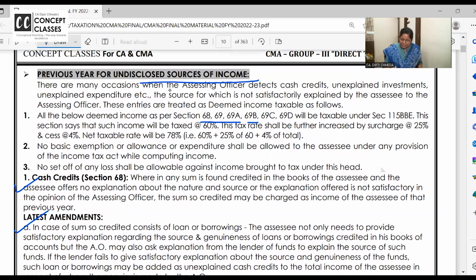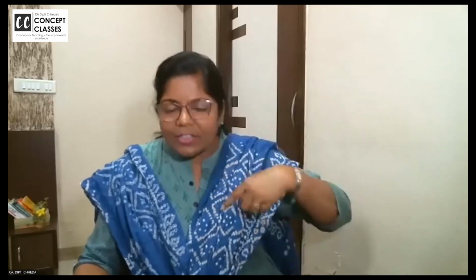These incomes are taxable under section 115BBE at 60%, surcharge 25%, tax plus surcharge, plus cess. No basic exemption, no expenses allowed, no losses set off. You know, this is asked, dear students, in the exam. This reminds me, okay, I have got illegal income, black money, 50 lakh rupees. But in my business, last year I have shown 30 lakhs loss. So can I set off that loss in this income? Answer is no. This income which is undisclosed, you need to pay the tax.